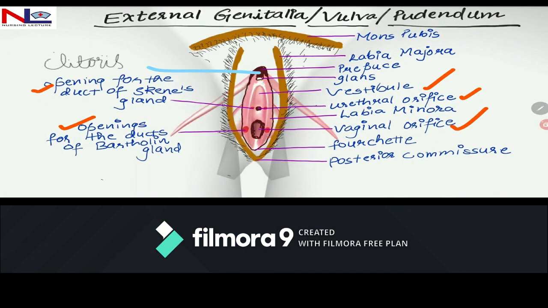Next part is vestibule. It is a triangular space bounded anteriorly by the clitoris, posteriorly by fourchette and on either side by labia minora. There are 4 openings in the vestibule. First is urethral opening. It is situated midline just in front of the vaginal orifice.